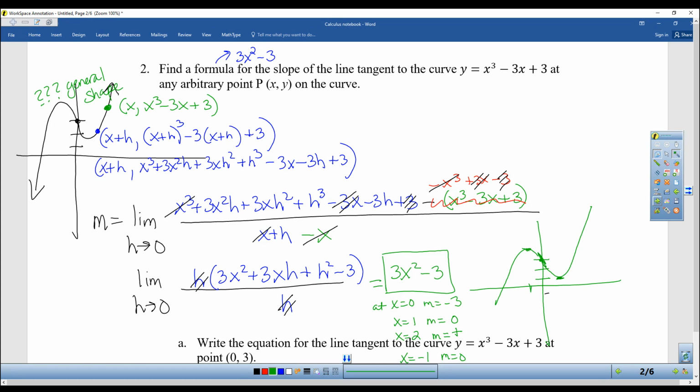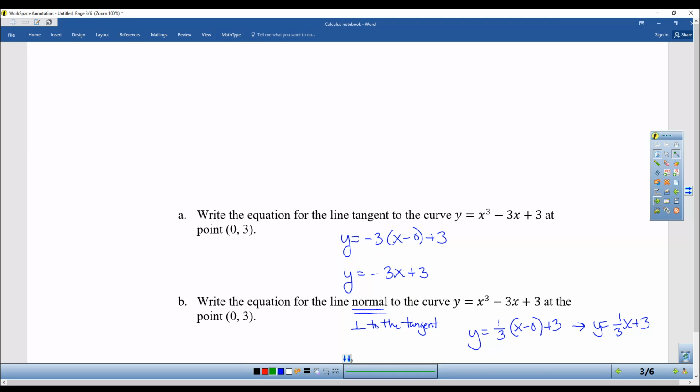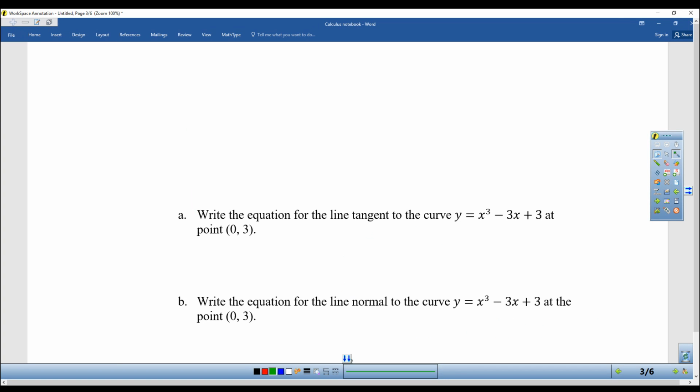The next part of this question says, write the equation for the line tangent to the curve. So I'm going to redraw. Actually, I'm going to take these answers off from when I was just showing answers. So what it's saying is at the point (0, 3), remember we just made a rough sketch of this a second ago, what would the equation of the line tangent be right there? What is that line?